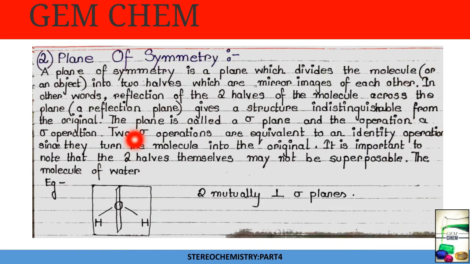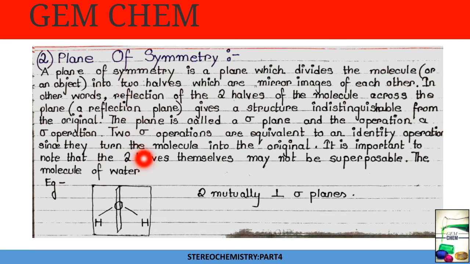Now we are going to deal with plane of symmetry. Now it is a mere mirror. Okay, this is simply a mirror. So remember, a plane of symmetry is a plane which divides a molecule into two halves which are mirror images of each other. In other words, the reflection of two halves of the molecule across a plane gives a structure indistinguishable from the original. The plane is called the sigma plane and the operation is the sigma operation. Now remember, there is a plane within the molecule.